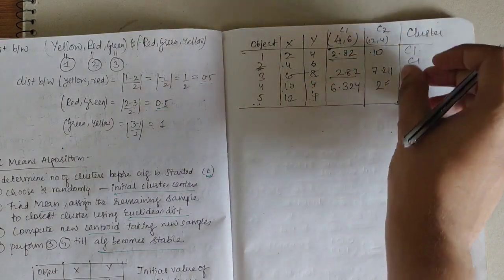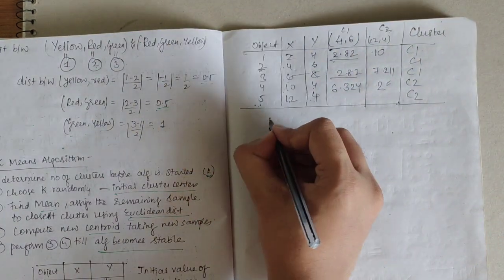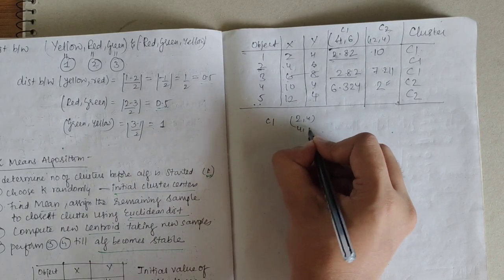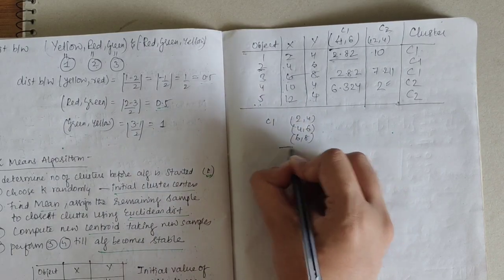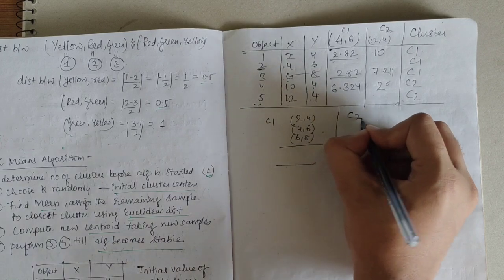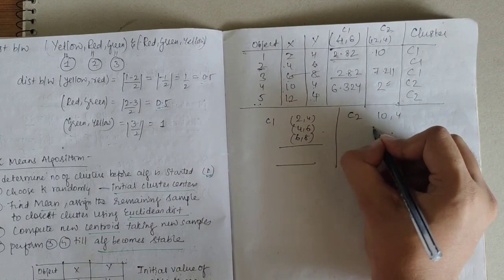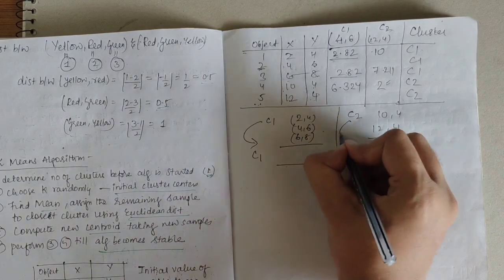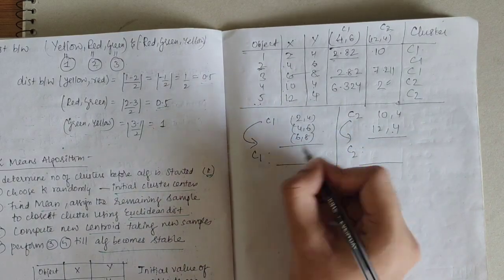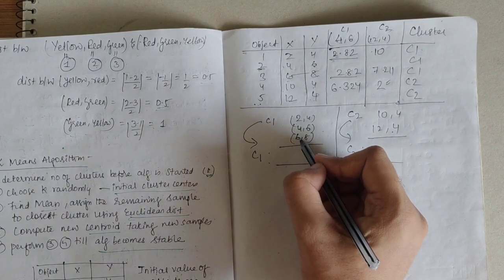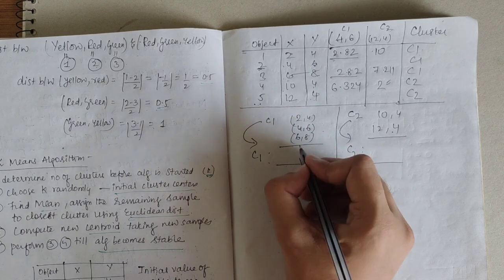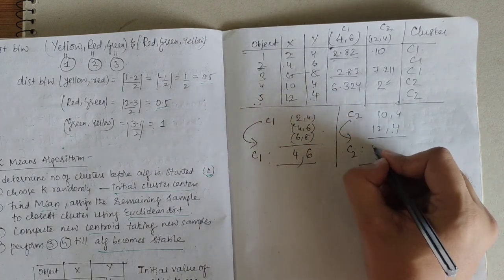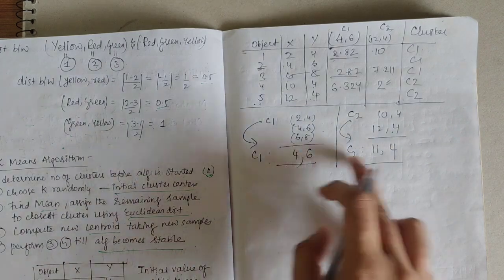So now that I have obtained the cluster for all the objects, let me write it here. For cluster 1 I have 2, 4, then 4, 6, and then 6, 8. And for cluster 2 I have 10, 4 and 12, 4. Now I'll write the new cluster centers. So 4 plus 6 is 10, 10 plus 2 is 12, 12 by 3 is 4. Similarly here I would get 6. And on this side if I add, I would get 11, 4. So I've obtained the new clusters.